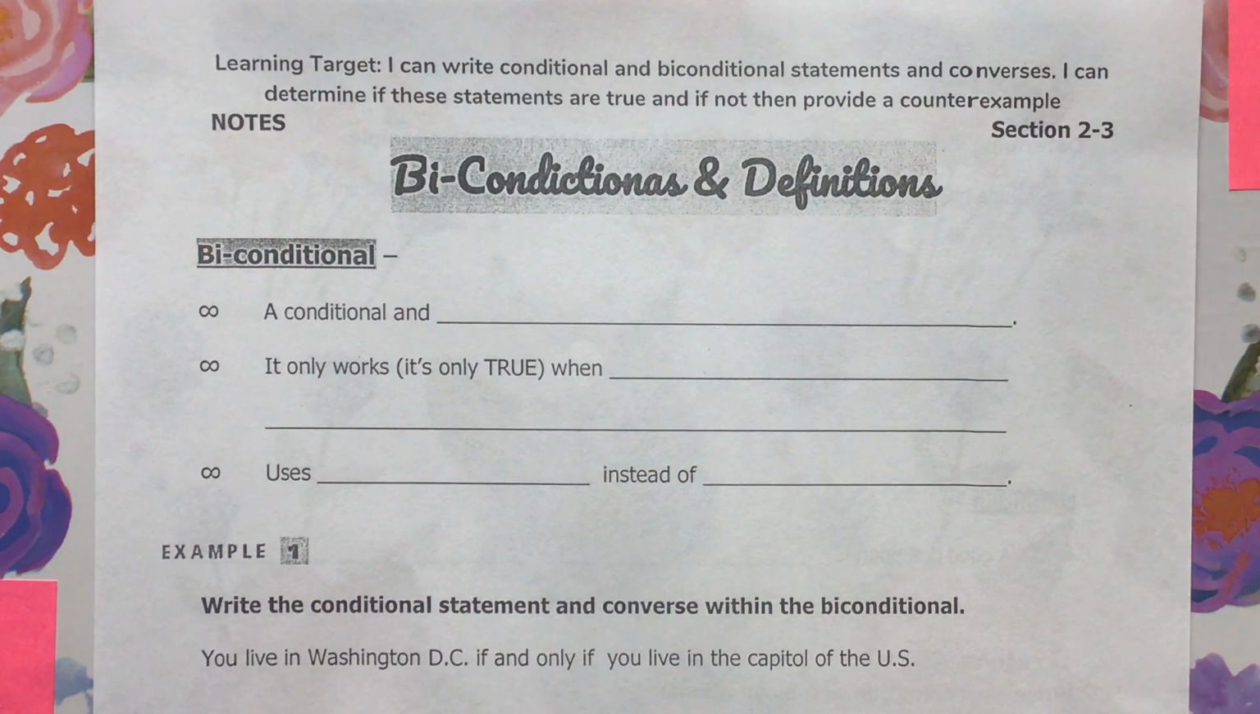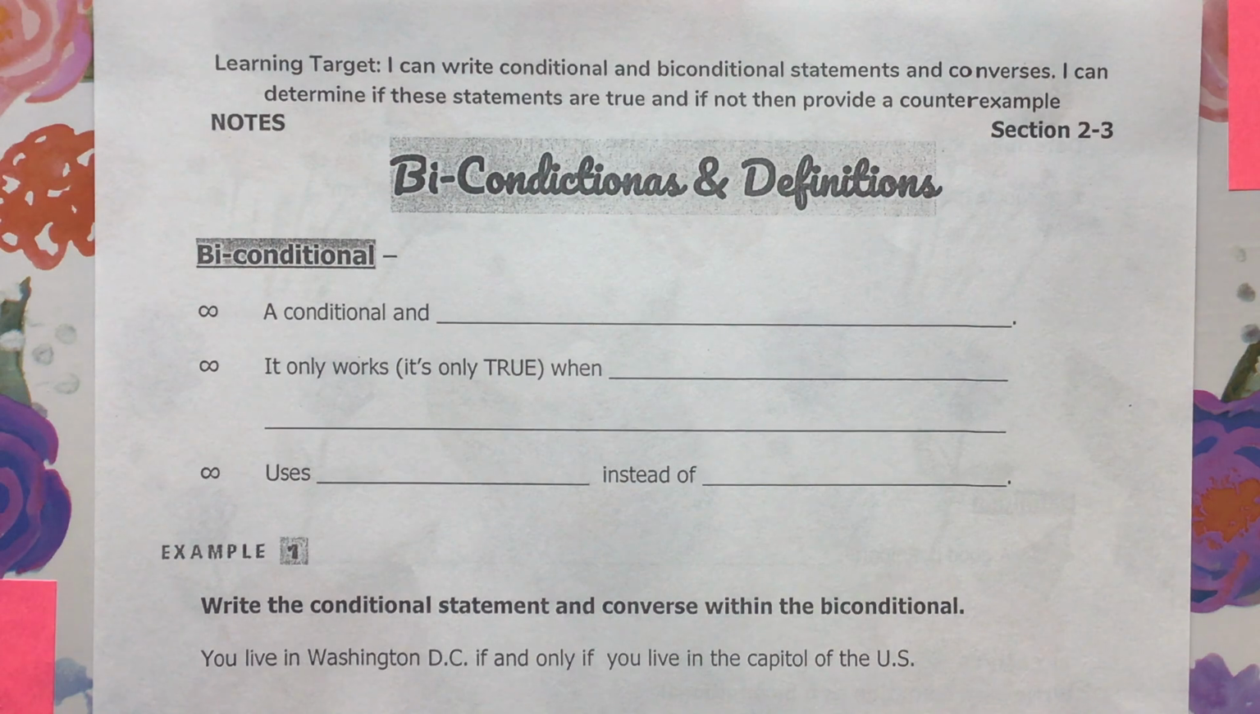So we've already talked about if-then statements, but now we're going to take that a step further with something called a biconditional. By the end of these notes, I'd like you to be able to write a conditional and a biconditional statement as well as their converses, and then determine if certain biconditionals are true or not. And of course, if they're false, then we'll need to prove that they're false by using a counterexample. So that's the goal for today's set of notes. Let's jump right in with some definitions.